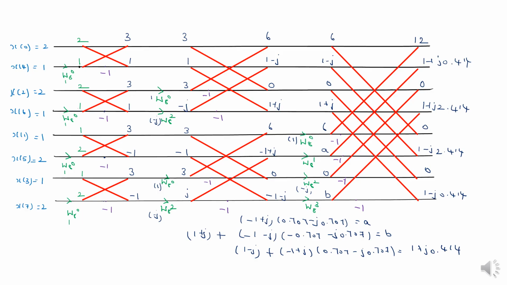So this is how we need to solve the problem using the DIT method. So finding the DFT using the DIT method, finally X of k is given by 12, 1 plus j 0.414, 0, 1 plus j 2.414, 0, 1 minus j 2.414, 0, 1 minus j 0.414.